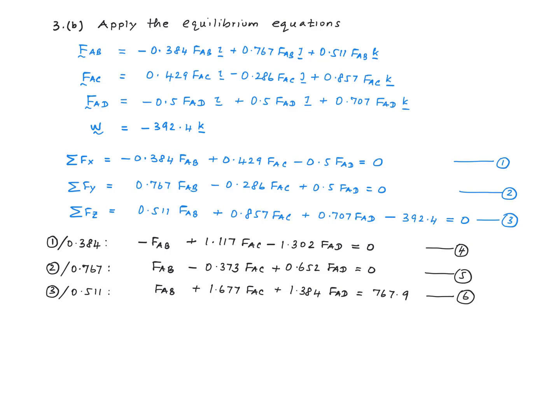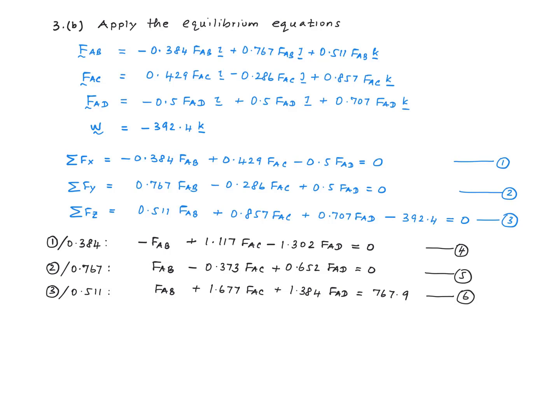I'm going to take this equation 1 and divide that by 0.384, which is the coefficient of FAB. So the first term simply becomes minus FAB. The second term will be 0.429 divided by 0.384, which is 1.117 times FAC. And the third term would be minus 0.5 divided by 0.384, which is minus 1.302 times FAD equals 0.